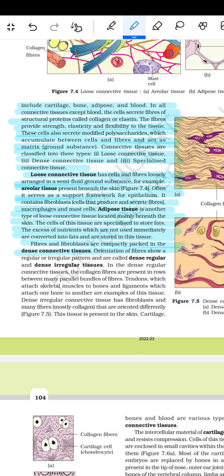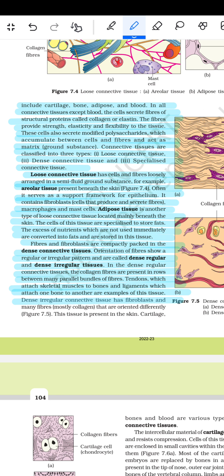Orientation of the fibers in a regular or irregular pattern gives rise to dense regular and dense irregular tissue. In the dense regular connective tissue, the collagen fibers are present in rows between many parallel bundles of fibers. Tendons, which attach skeletal muscles to bone, and ligaments, which attach one bone to another, are examples of this tissue.